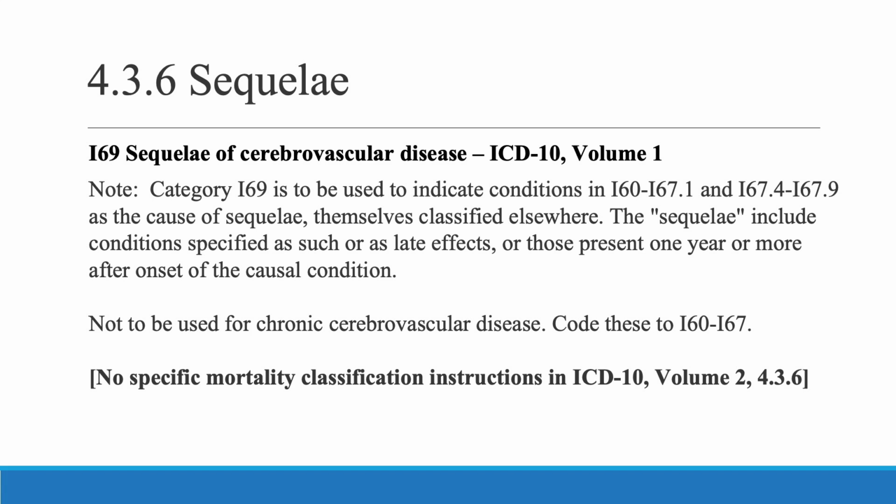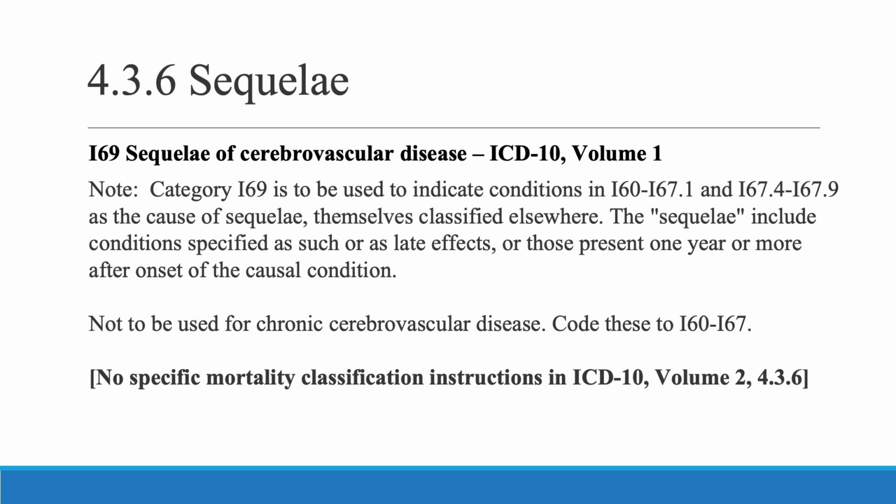There's a note about the use of code I69 in Volume 1 of ICD-10, the tabular list. Let's have a look at that note presented here on this slide. I69, sequela of cerebrovascular diseases, ICD-10, Volume 1. The note says category I69 is to be used to indicate conditions in I60 to I67.1 and I67.4 to I67.9 as the cause of sequela, themselves classified elsewhere. The sequela include conditions specified as such or as late effects or those present 1 year or more after the onset of the causal condition. Not to be used for chronic cerebrovascular disease, these should be coded to I60 to I67.